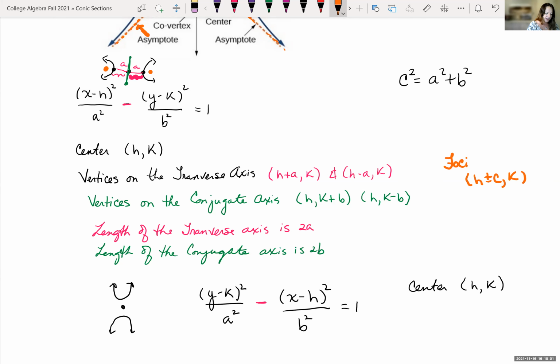Okay, so let's look at the foci, since we just talked about it, for the hyperbola that faces towards the y-axis. So usually how I would say this is the transverse axis is parallel to the y-axis. That transverse axis is the one that goes through the vertices and the center. So the foci in this case, we're changing the y value of our point. So we have h comma k plus or minus c.